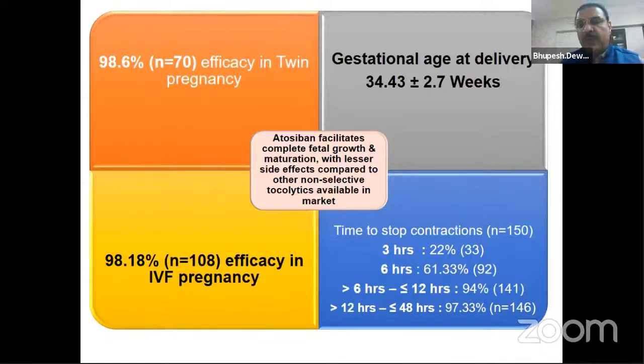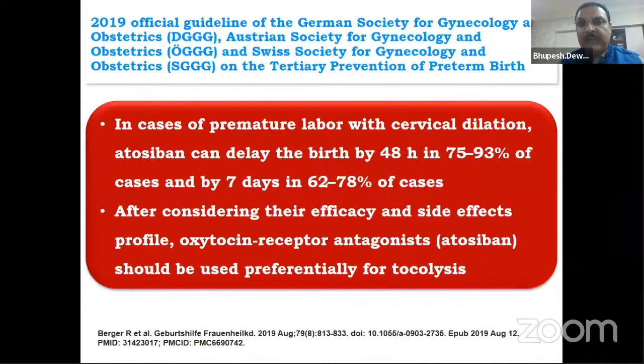So time to stop contraction always remains a question. In this particular study, it was specifically noted that at 3 hours, 22%, at 6 hours, 61%, and after 6 hours to less than 12 hours, almost 94% of patients experienced absolute quiescence of the uterus. Beyond 12 hours, of course, the percentage increased, but to a small extent. So you can see that this is a very, very effective drug in case of preterm labor, to prevent preterm labor. All the latest international guidelines are preferring this as the first line agent for the control of preterm labor.